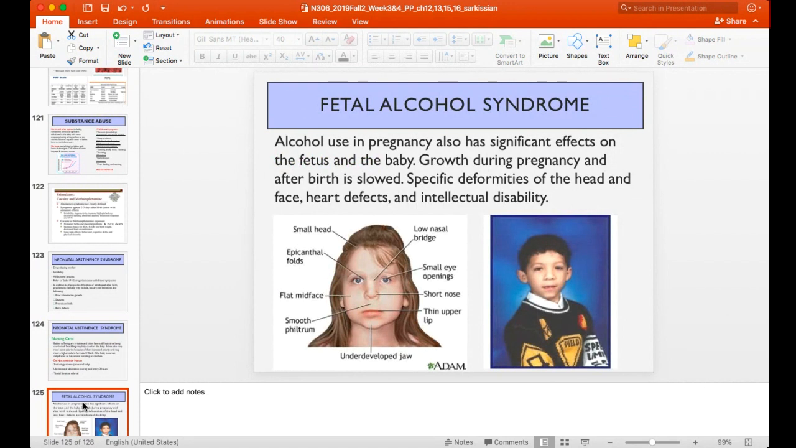Fetal alcohol syndrome, we already covered this in week 1, okay, when we talked about genetics and intrauterine growth and alcohol use during pregnancy. Remember, it's the most commonly used substance, illegal use. And alcohol use in pregnancy has significant effects on the fetus and the baby. So review some of the symptoms that you would see, right? Deformities of the head and the face, heart defects, a lot of times these babies have intellectual disability. They're going to have the short nose, underdeveloped jaw, okay?